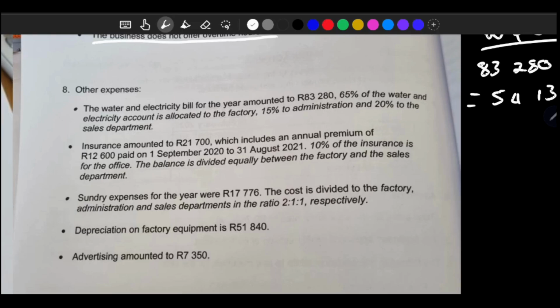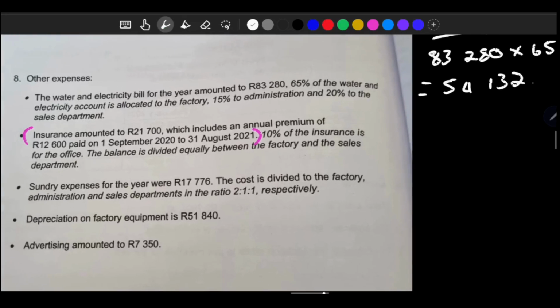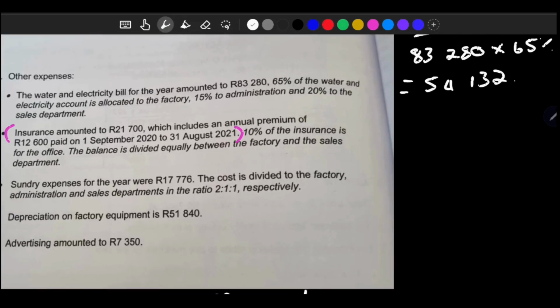2020 to 31 August 2021. Right. 10% of the insurance is for the office. The balance is divided equally between the factory and the sales department. A lot was said, but first we concentrate on that first sentence, right? Insurance premium is 21,700, which includes an annual premium of 12,600 paid on 1 September 2020 to 31 August 2021.